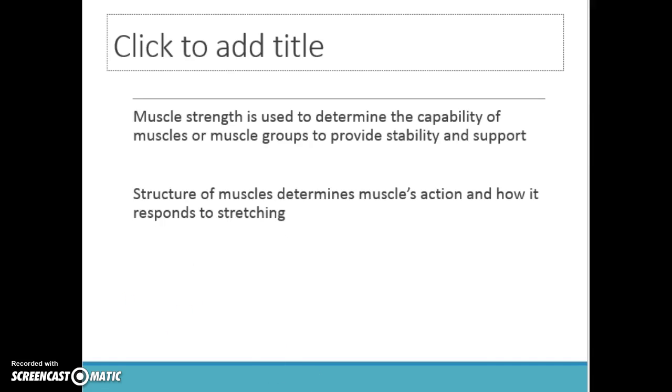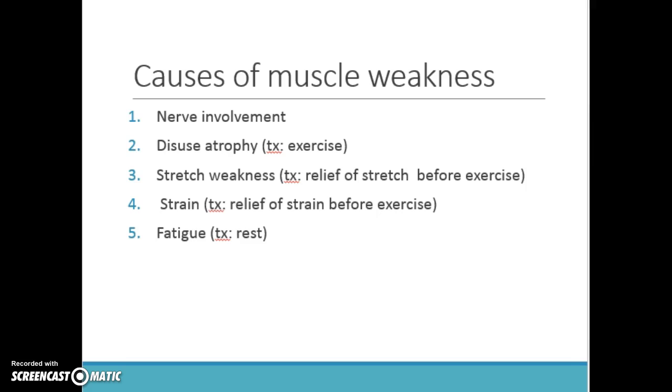Muscle strength is used to determine the capability of muscles or muscle groups to provide stability and support. The structure of muscles determines the muscle's action and how it responds to stretching and strengthening. Some causes for muscle weakness include nerve involvement, disuse atrophy, stretch weakness, strain, and fatigue.